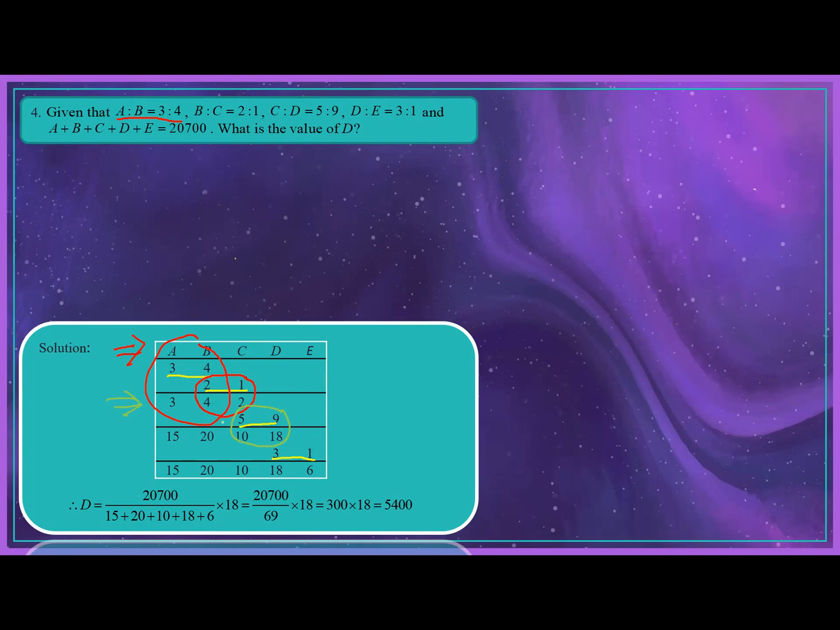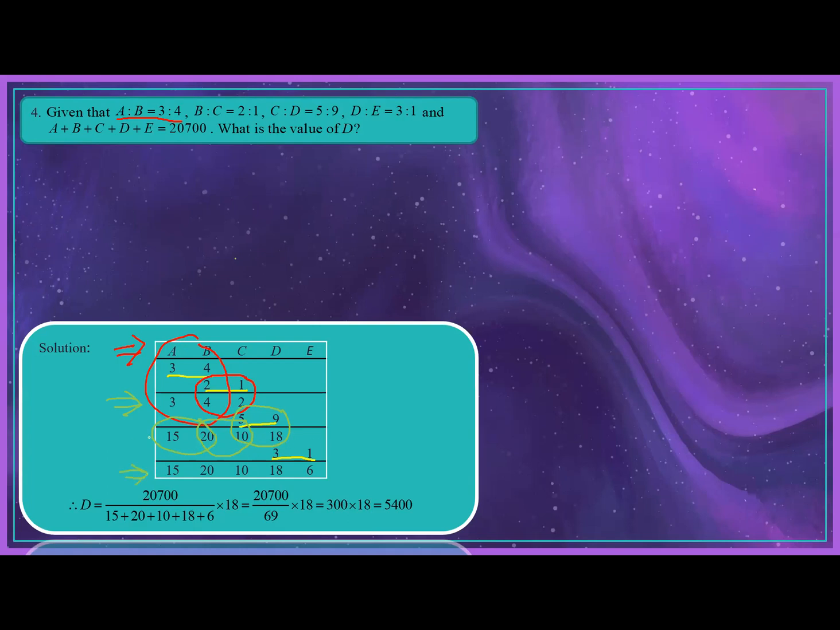Okay, so here you have 10 is to 18, right? So basically that's 5 is to 9. But you should also adjust A and B. So for that, you have B is to C equivalent to 2 is to 1, right? So that's 20 is to 10. And for A is to B, you have 15 and 20. Okay. And you do the same last part.